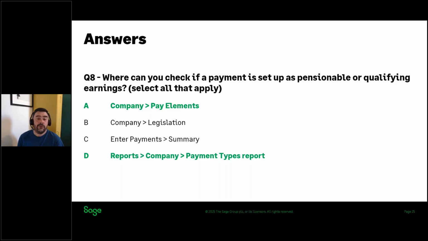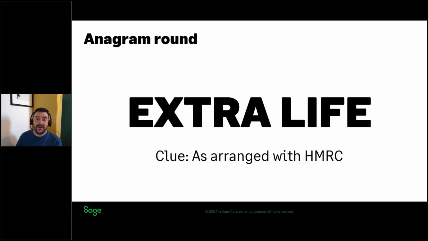So if you've got a scheme that doesn't use qualifying earnings, it's the payments that are flagged as pensionable, so pension main and pension AVC, that are used in the calculation. And for schemes that do use qualifying earnings for pensionable pay, it's payments that are flagged as qualifying earnings that are used in the calculations, but it's just the earnings between that lower and upper threshold. So big well done for anyone that got 4 out of 4 in that round.